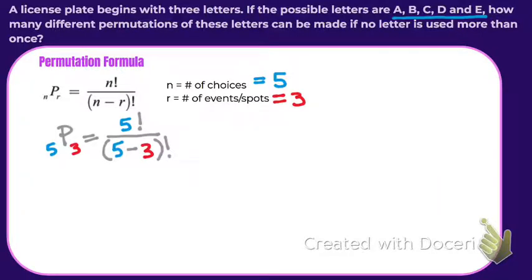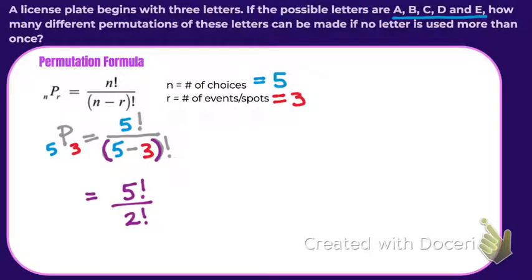And then you simplify. So the first step is just thinking of order of operations. We need to do the parentheses first. We can subtract 5 minus 3. That's 2. So let's just rewrite this, but instead of 5 minus 3, we'll put 2.